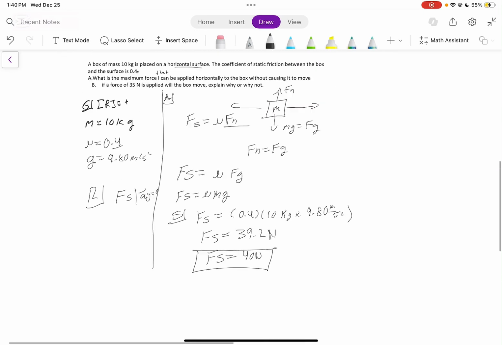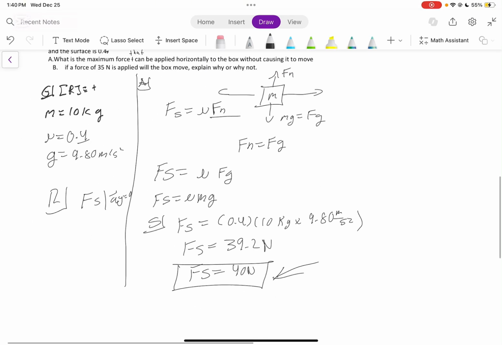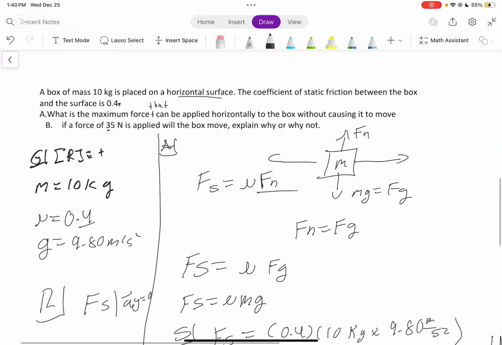So now we can look at part B, because now we know that this is the maximum amount of force that you can apply without having it move. Because if you apply even 0.2 newtons more of force, the box will start moving. This is how much force is keeping the box there. So if a force of 35 newtons is applied, will the box move?